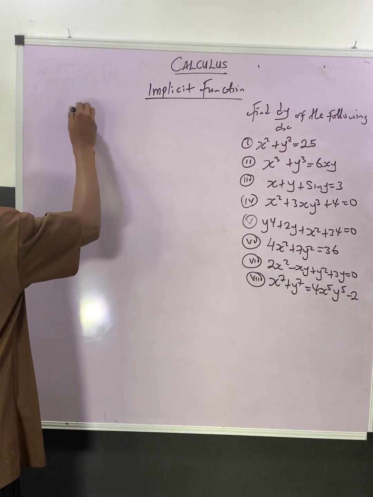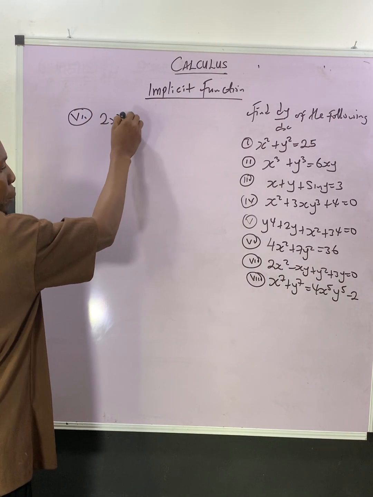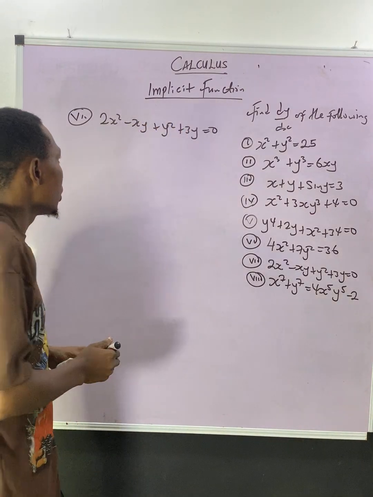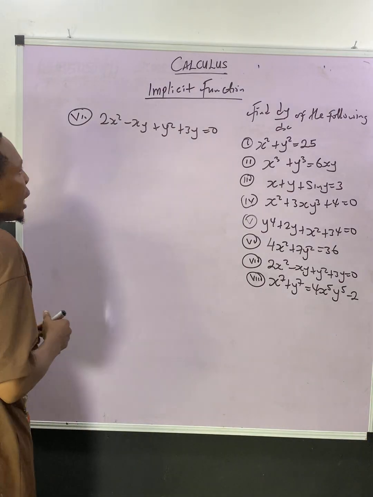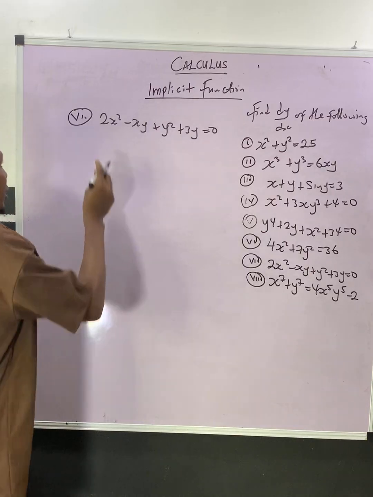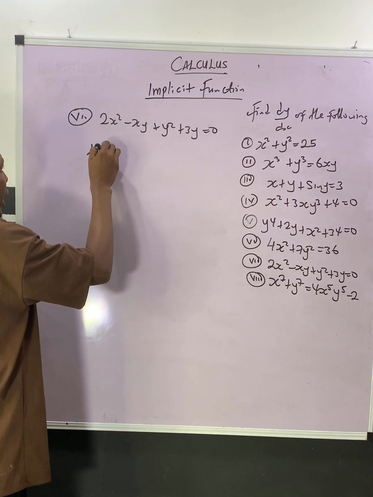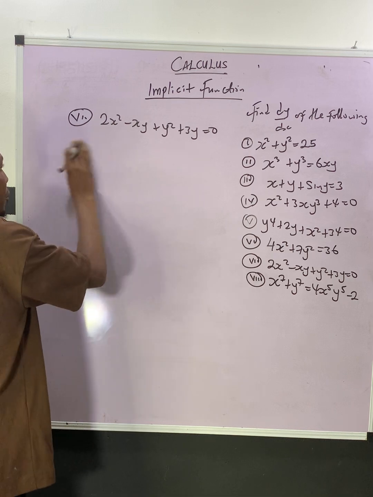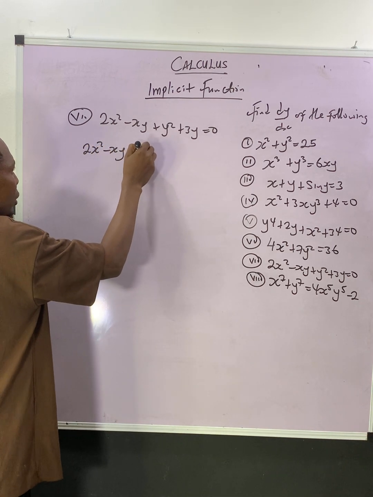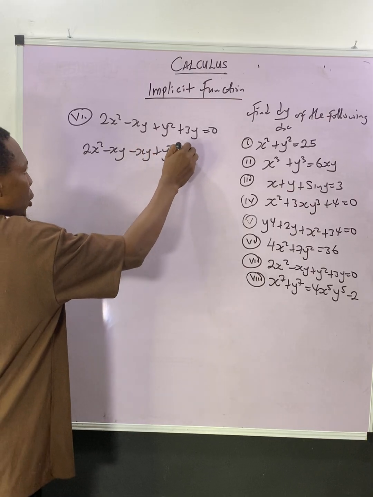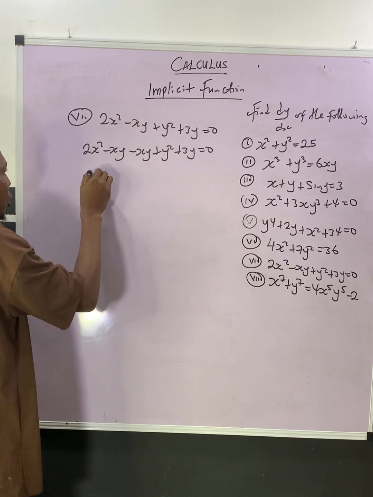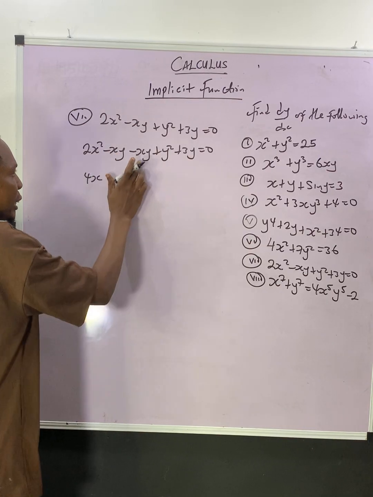For question 7, we have 2x squared minus xy plus y squared plus 3y equals 0. From here, we have x and y together, so what we do is write it twice. Let's rewrite the question first: 2x squared minus xy minus xy plus y squared plus 3y equals 0. If we differentiate 2x squared, we have 4x. So here we are differentiating x, here we differentiate y.